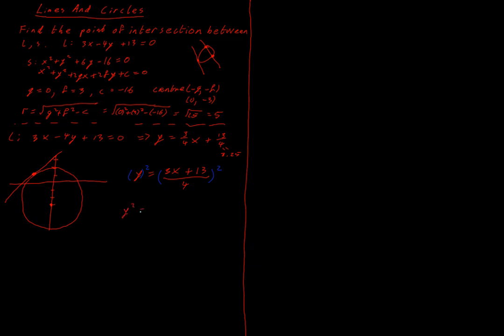So we end up with y squared equal to: square the first, by the second, and double it, plus 78x, plus 13 squared, which is 169, all over 4 squared, which is 16. So I now have my y term and my y squared term. I can now sub that into my quadratic equation.